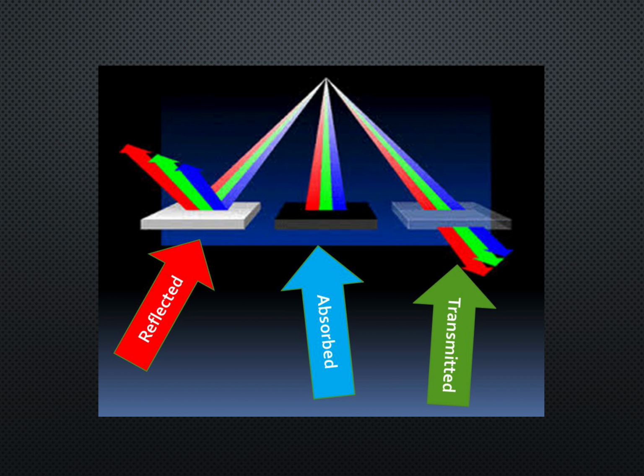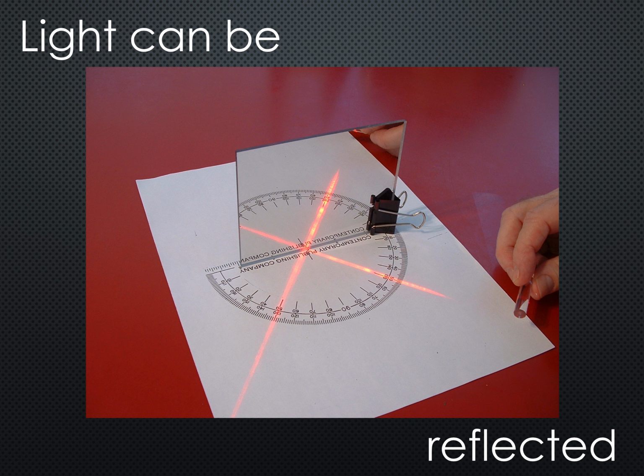Light can be reflected, absorbed, or transmitted. Here we see light can be reflected, and what you see is the angle of incidence, that is, from the direction off the right, is equal to the angle of reflection, just like playing pool and hitting your cushions.